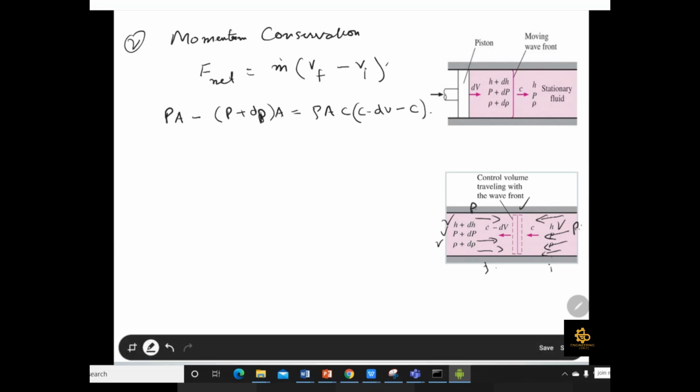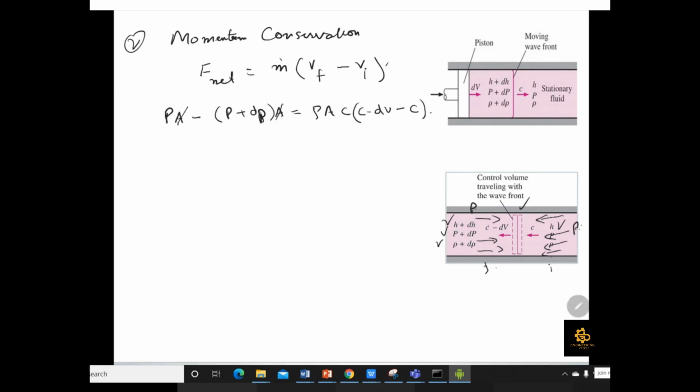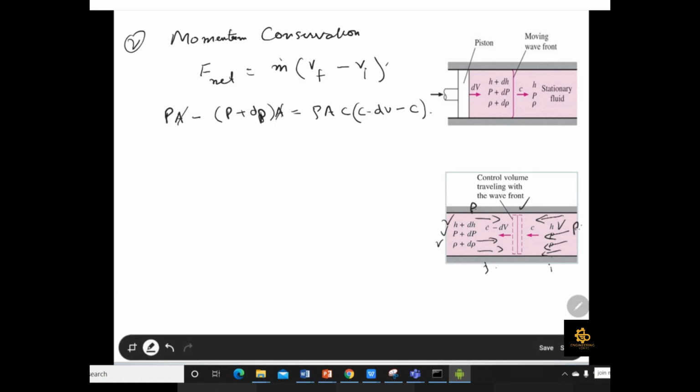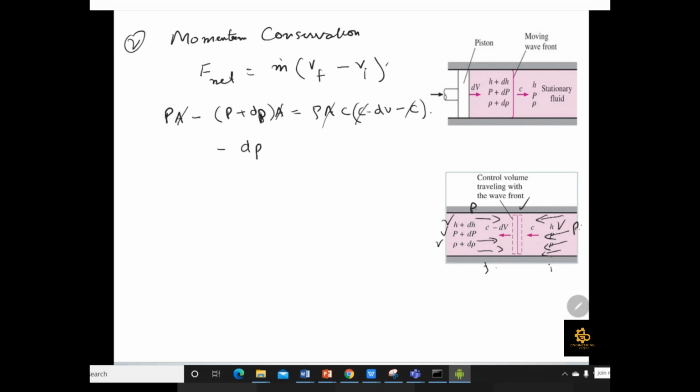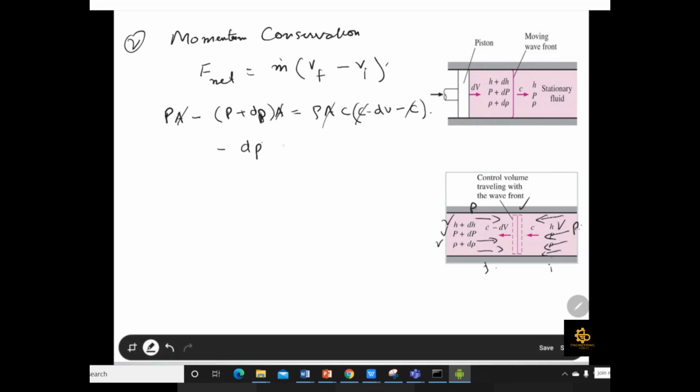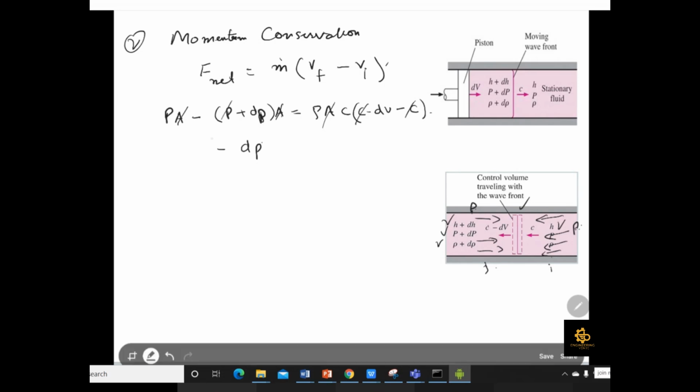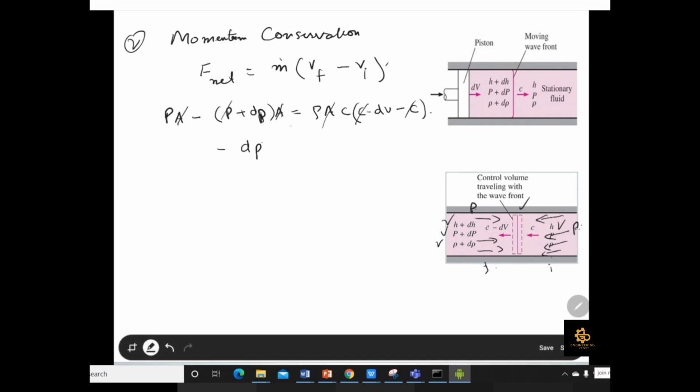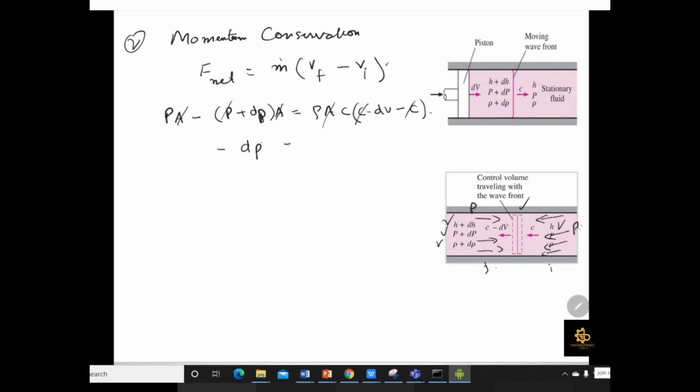Now you can simplify this equation. If you simplify, you can see that area will be eliminated, and C can also be eliminated. If you further solve, the equation turns out to be minus... and this P can also be eliminated because PA minus PA. So dP is equal to minus rho C dV.